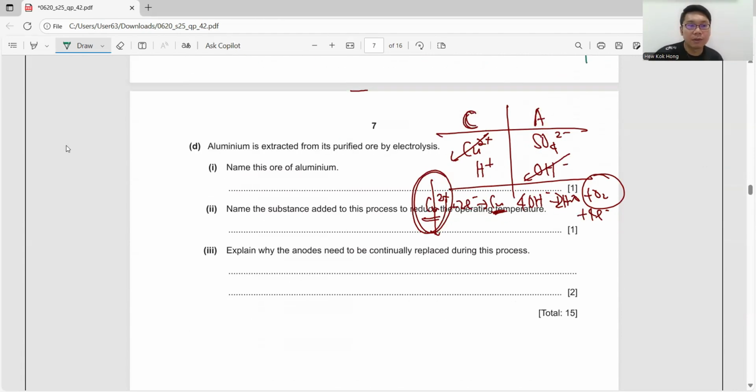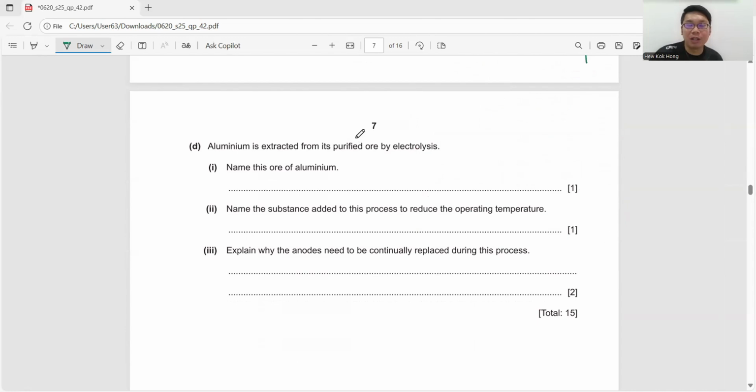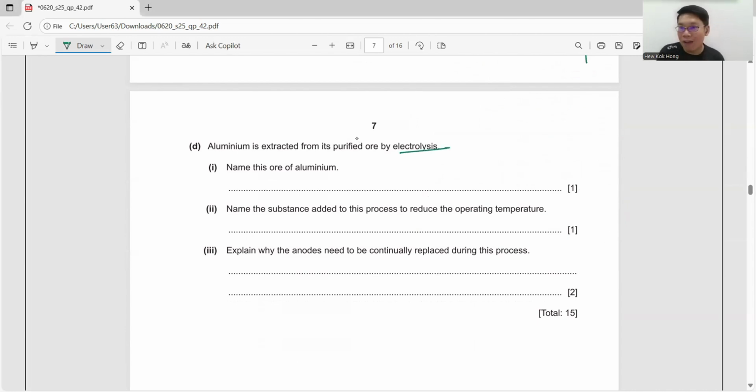Aluminium is extracted from the purified ore by electrolysis. The name of the ore of aluminium is bauxite. The substance added to the process to reduce the operating temperature, so to make it possible to melt at a lower temperature, is cryolite. Explain why the anode needs to be continually replaced in the process.